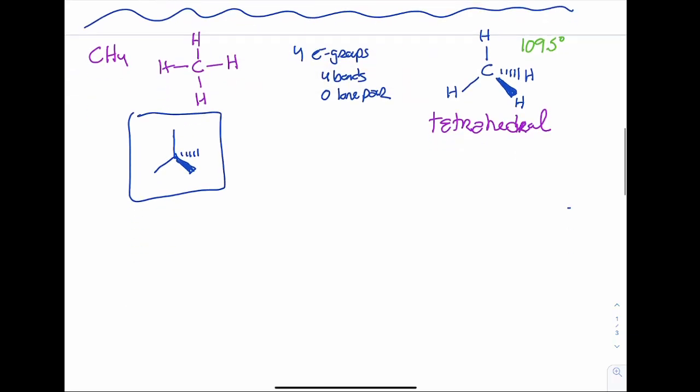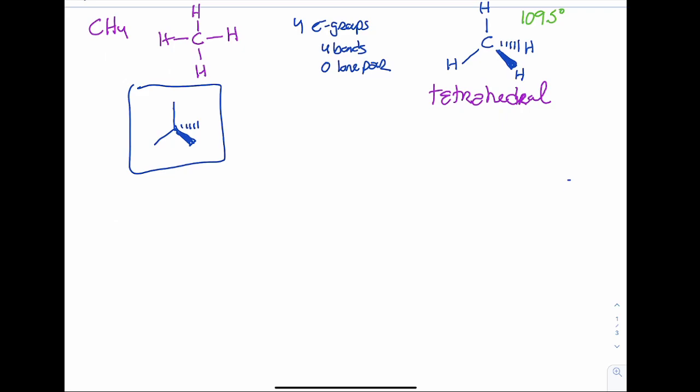My next example, on your handout, I do have NH3. I'm going to do NF3 just because I've been doing a lot of hydrogen. I want you to practice doing the Lewis dot structure with something else besides hydrogen. So again, try drawing the structure on your own. And then we'll go back to hydrogen.